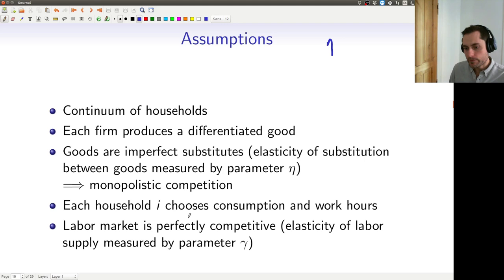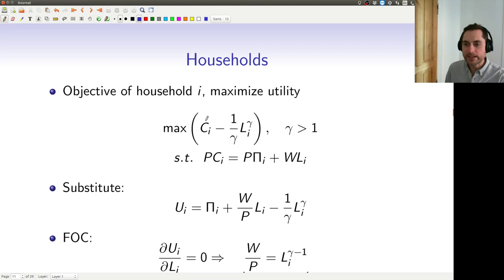Basically, people are going to choose whether they want to work or not, given the real wage. And how much their labor supply reacts to changes in the real wage is going to be governed by a parameter gamma. Okay, so here's the household. This is what their problem looks like. They are going to maximize consumption minus 1 divided by gamma times labor to the power gamma. This is their utility function. So notice we have linear utility, okay?